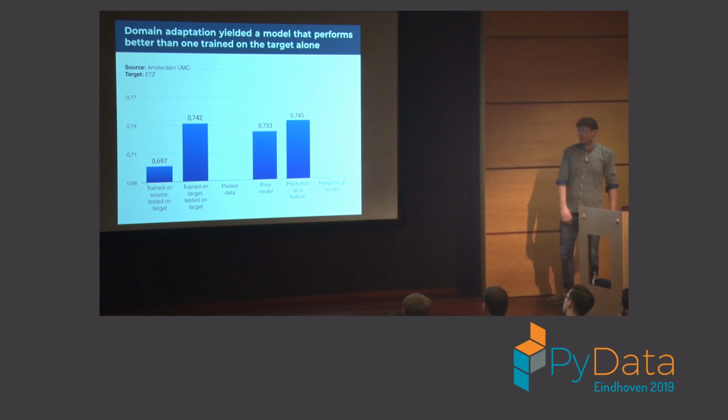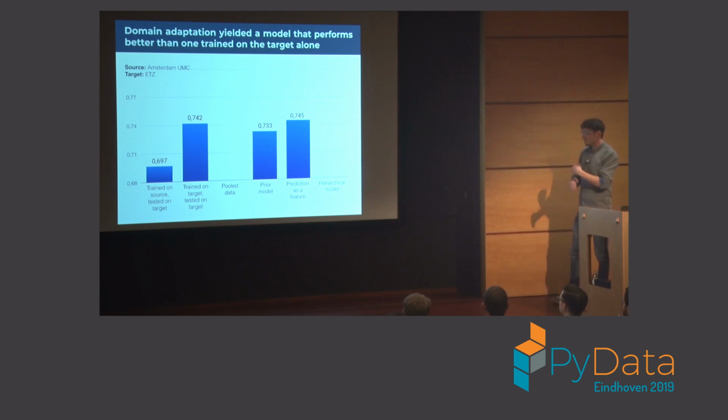Then the second validation, the one between Amsterdam UMC and ETZ. In this case, we were starting even lower, around 0.7. If I forget about domain adaptation and just train a model only on ETZ data, then I do see a big jump. I get already up to 0.74.